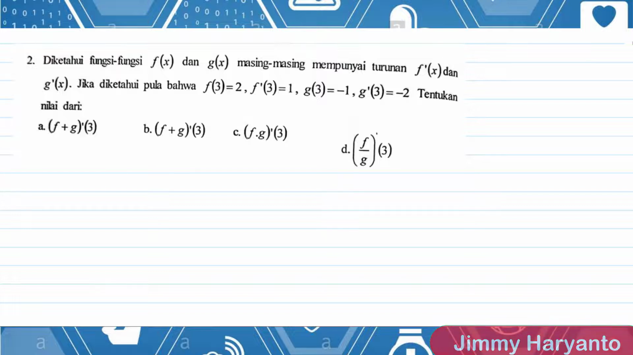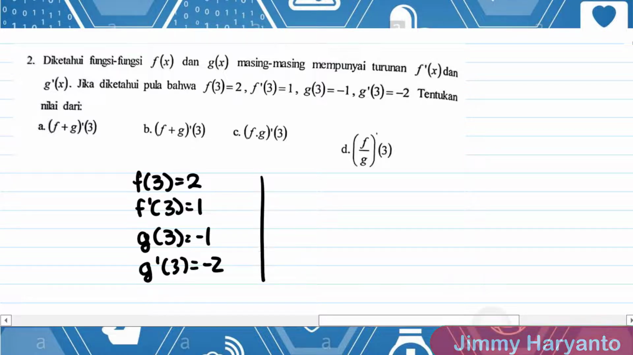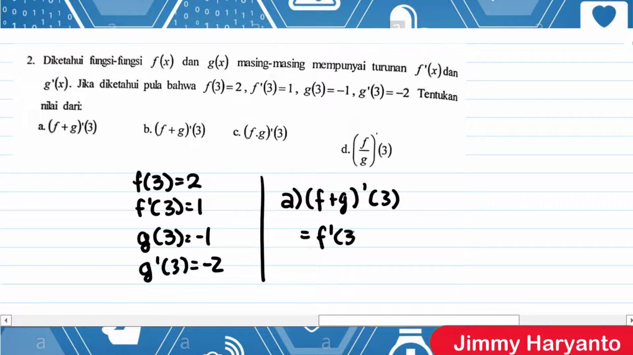And the next is number 2. Given that the functions f(x) and g(x) have derivatives like this. So we have f(3) equals 2, and f accent 3 equals 1, and then we have g(3) equals negative 1, and g accent 3 equals negative 2. Okay, so first we have (f plus g) accent 3. This means f accent 3 plus g accent 3.